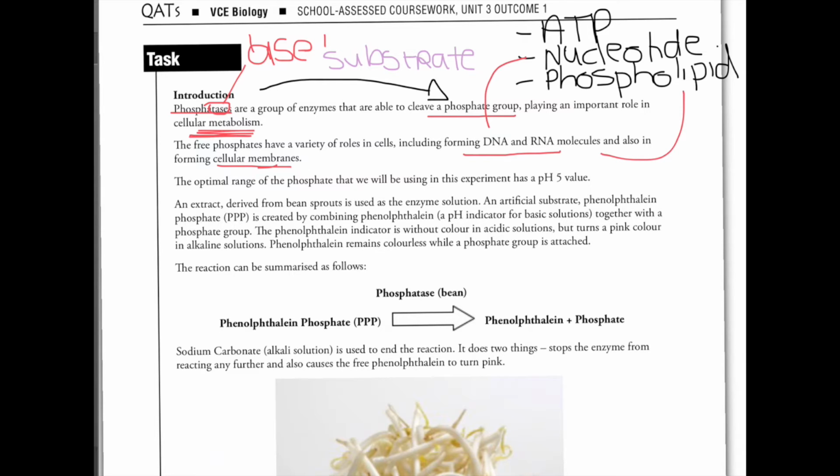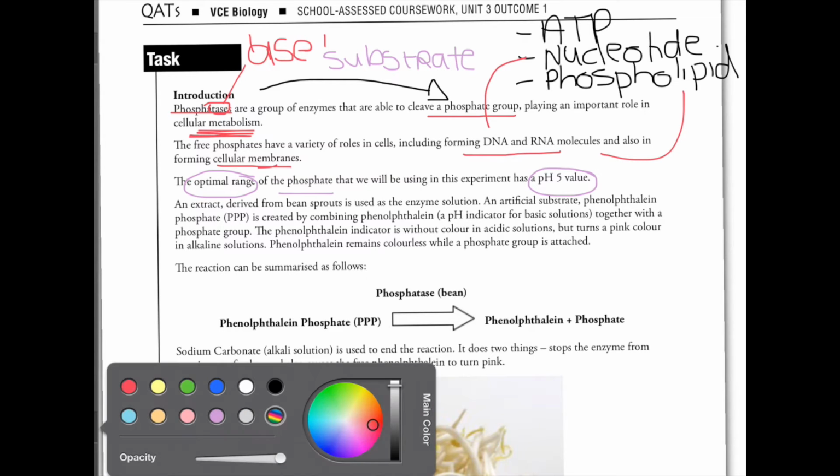Now, the optimal range of the phosphatase used in this experiment is a pH of 5. Whenever you come across optimal range, you probably will be asked to define that, whether it's a topic test, SAC, or an exam. What you need to be able to say is that that's when the reaction is able to work at its most effective, at its best. That's because it has a decreased amount of activation energy, and also the particles are moving at such a rate that it's allowing the reaction to happen at its fastest. So that's important that you know that.